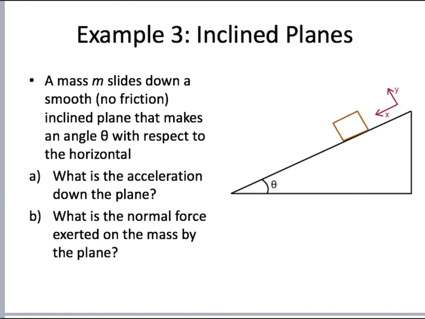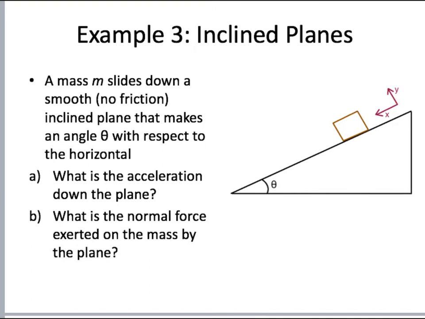Now, the question asks, what is the acceleration down the plane, and what is the normal force exerted on the mass by the plane? Now, anytime you have an inclined plane problem where the object is sliding up or down the plane, you'll want to tilt your coordinate system so that the coordinate system points down the plane or up the plane and is also perpendicular to the plane. So here I've got this box that is going to slide down the plane. I've got my coordinate system tilted so that the x-axis lines up with the motion of the box, and the y-coordinate is perpendicular to the motion of the box.